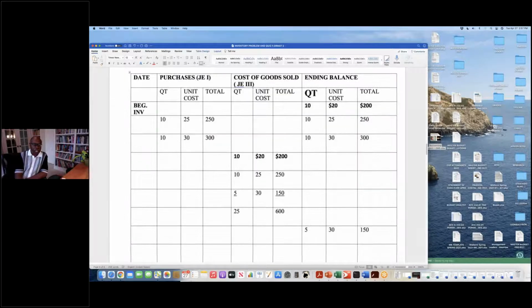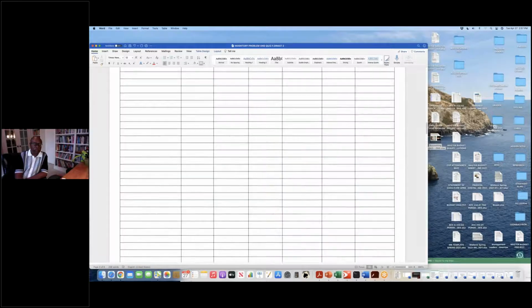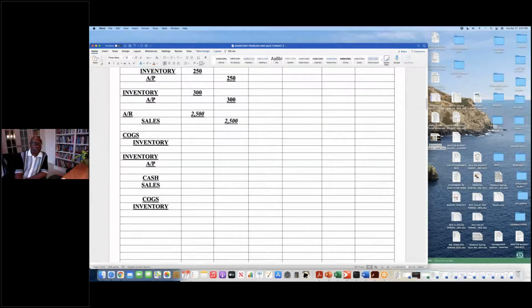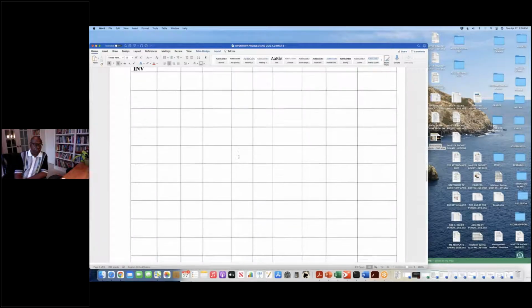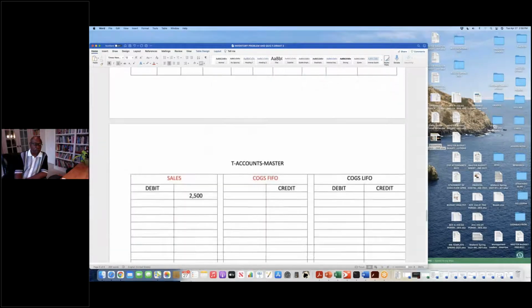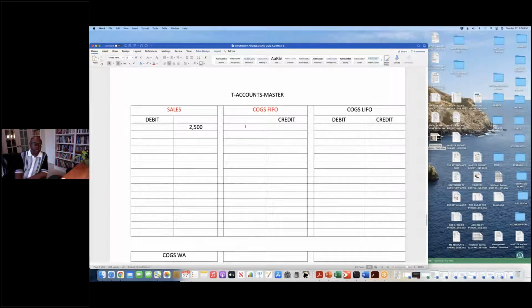So now we go up to our journal entry, and we put 600 right here. We debit cost of goods sold for 600, and we credit inventory for 600. Because we could have a lot of transactions, we go to the T account for cost of goods sold and put the debit of 600 here. Put credit here.